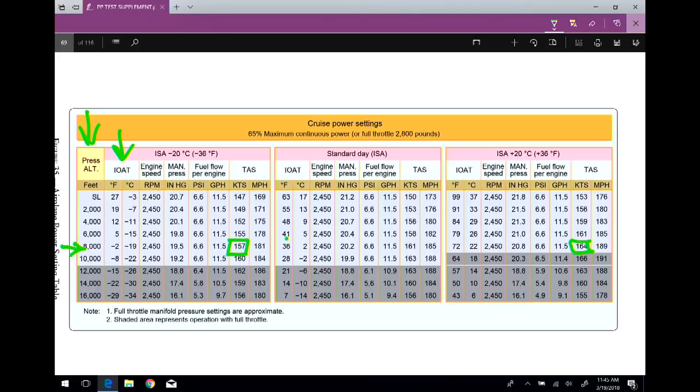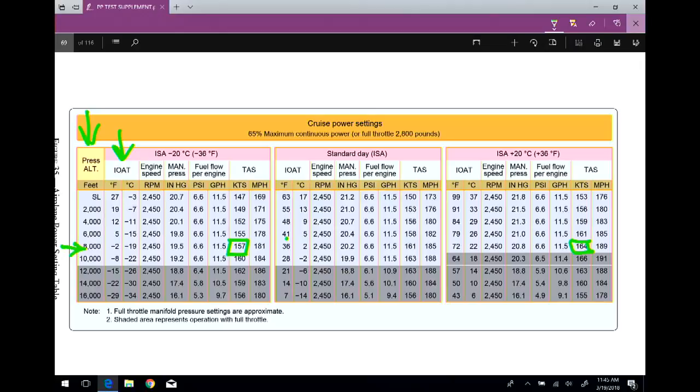Do you guys kind of see how you can look at this and determine what your fuel flow is going to be? Here's the thing, if you look down at the bottom in notes, you'll see notes 1 and 2. What does it say, Zane? Full throttle manifold pressure settings are approximate. And shaded area represents operation with full throttle.